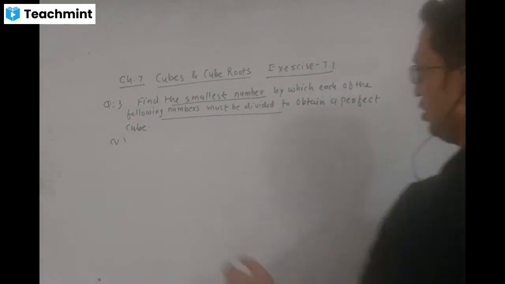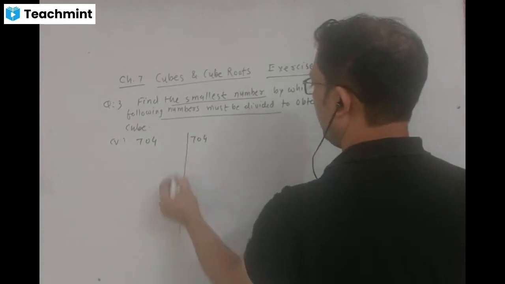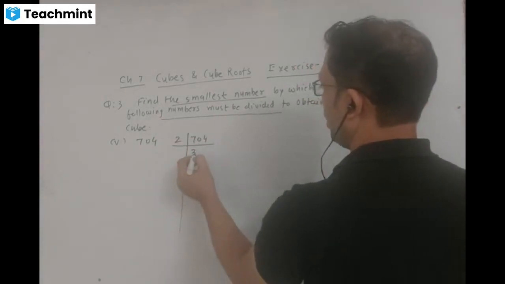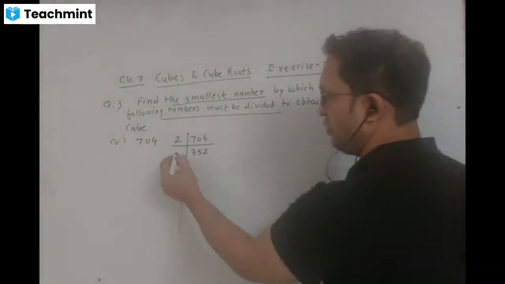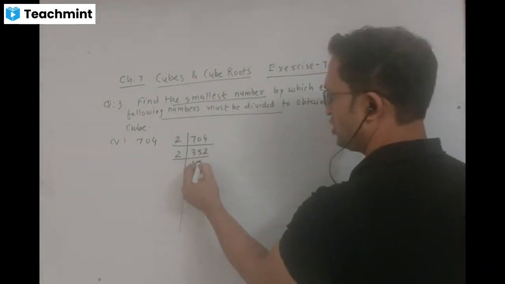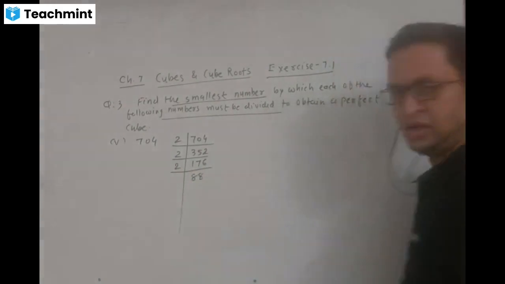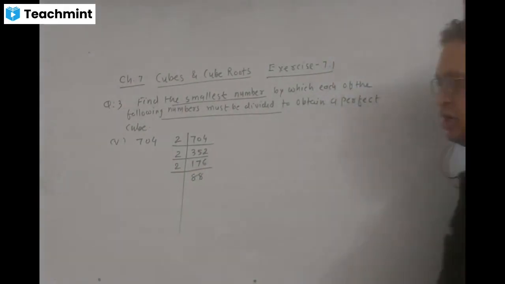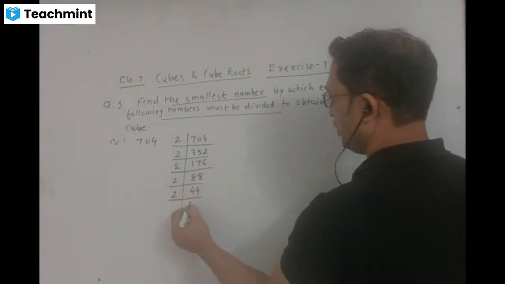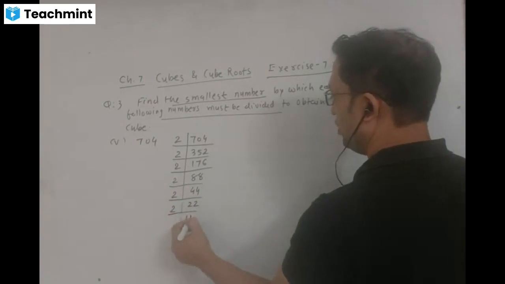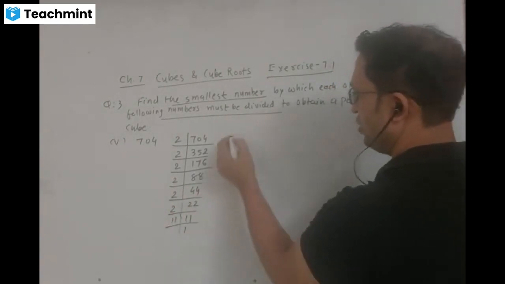Question 3, 1408. We divide by 2, that is 704, then 352. Again we divide by 2, that is 176. Again divided by 2, that is 88. Again divided by 2, that is 44. Divided by 2, 22. Divided by 2, 11. And 11 ones are 11.